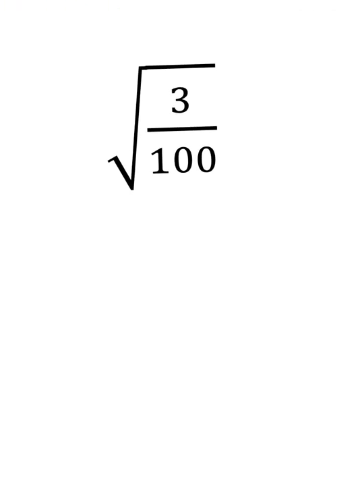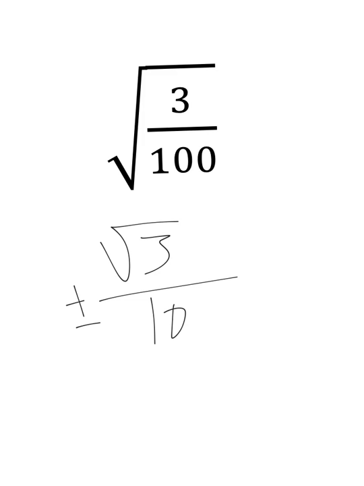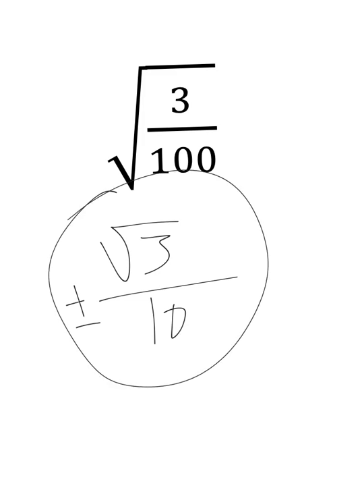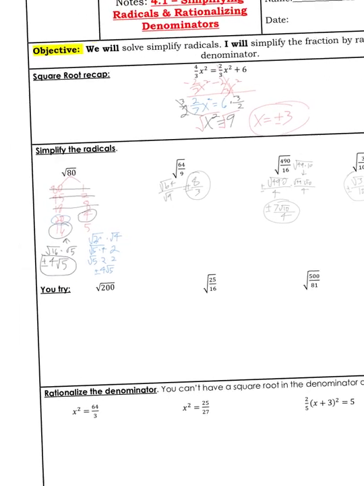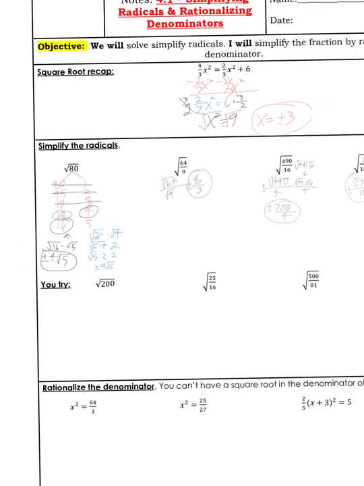This next one, 3 over the square root of 100. Well, I don't know what the square root of 3 is, but I do know the square root of 100 is 10. And so I just throw a plus or minus on there. That's it. That's all there is to that one. So, why don't you try these next 3 examples? Pause the video, and then I'll give you the answers once you unpause it.